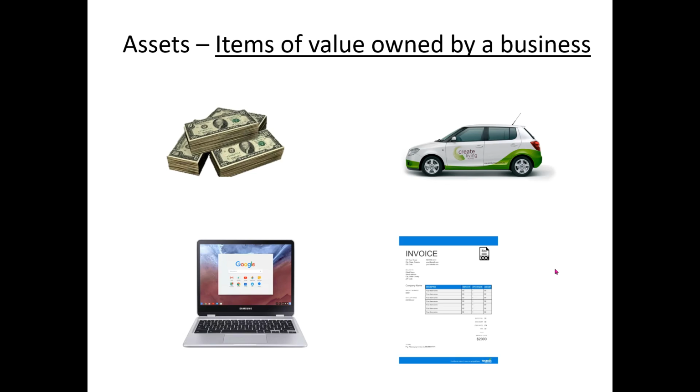Let's begin by talking about assets. Assets are items of value owned by a business, such as cash, a company car, computer equipment, and if customers owe the business money, that's an asset too. That's called an accounts receivable.